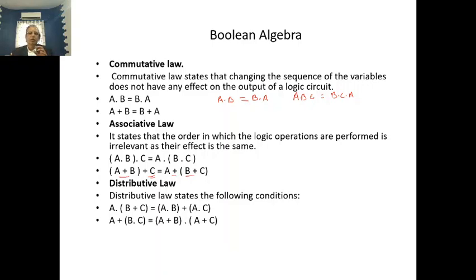Then the distributive law states the following condition: A dot (B plus C), taking the ANDing operation of A along with B and C, means A dot B plus A dot C. Similarly, A plus B dot C. Here this is the OR operator: take the OR operator on B and the OR operator on C.